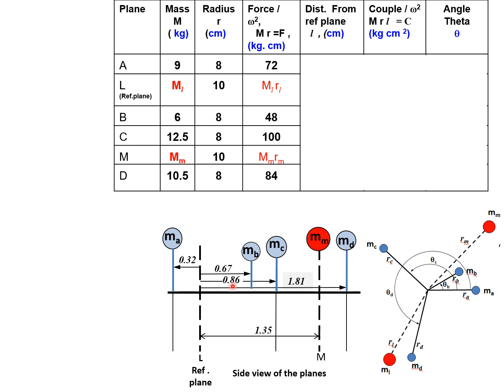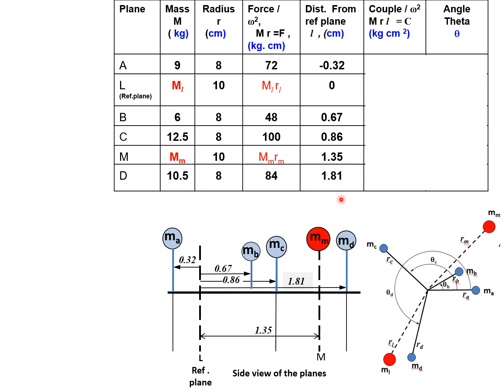Because L is between A and B, the distance between L and A will be written as minus 0.32. So we can see that here the distance between L and A is written as minus 0.32, that is towards the left direction, and all distances in the right direction will be mentioned as positive. So the distance between L and B is 0.67, between L and C is 0.86, between L and M is 1.35, and between L and D is 1.81. So these distances are written.